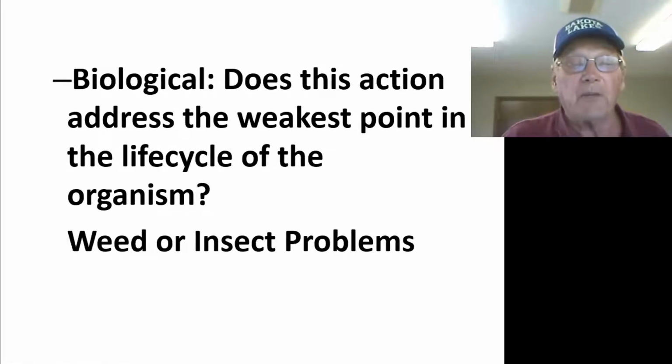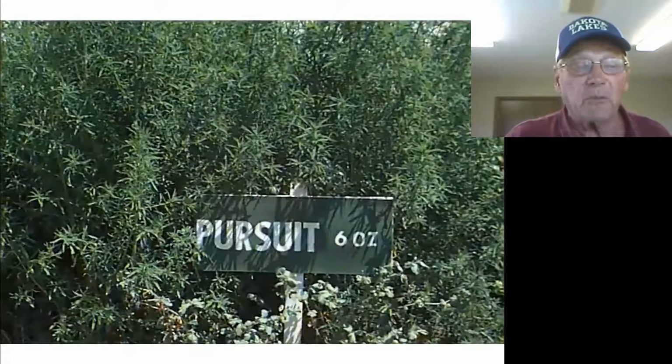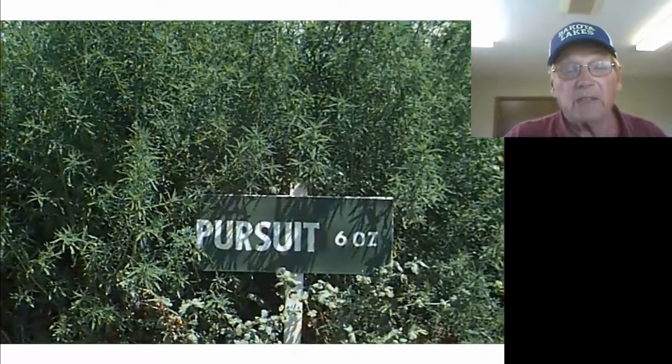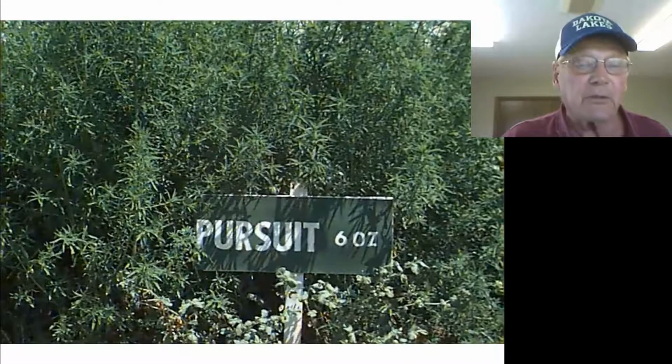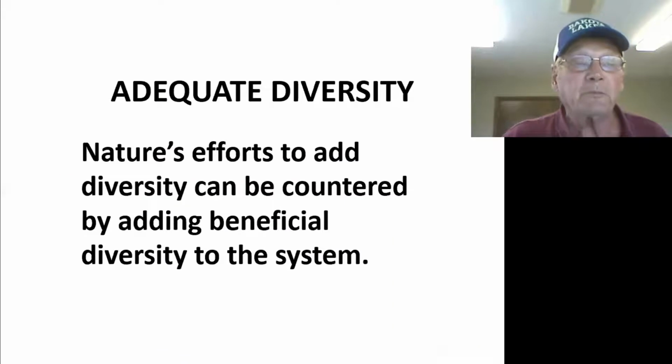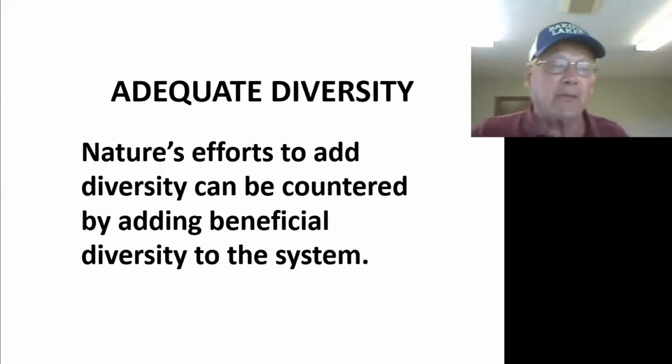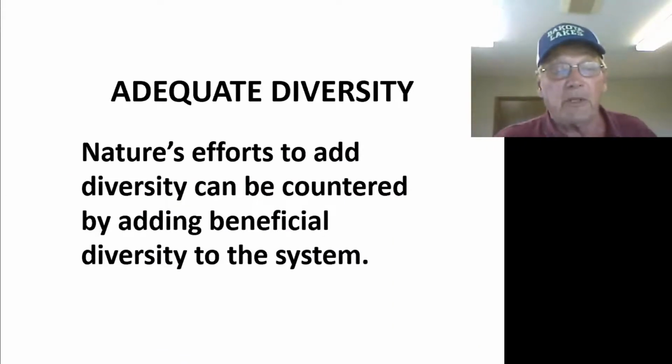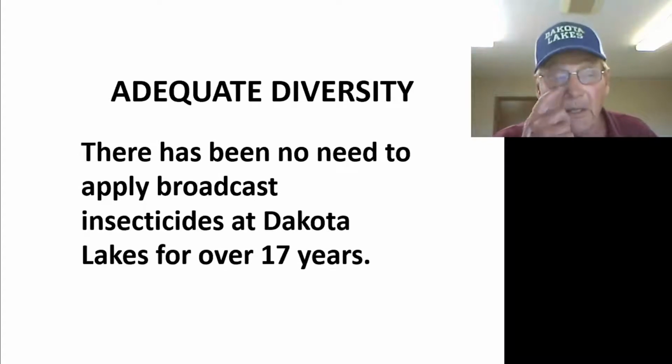A lot of people are using herbicides post-emerge. That's the wrong time to do that. It's not the weakest part of the life cycle. And then you get the resistant weeds. Way back in the old days, we developed kochia weed resistant to Pursuit on purpose because they told us it wasn't going to happen, so we showed them that it would. Nature's efforts to add diversity, therefore, should be countered by adding beneficial diversity to the system.